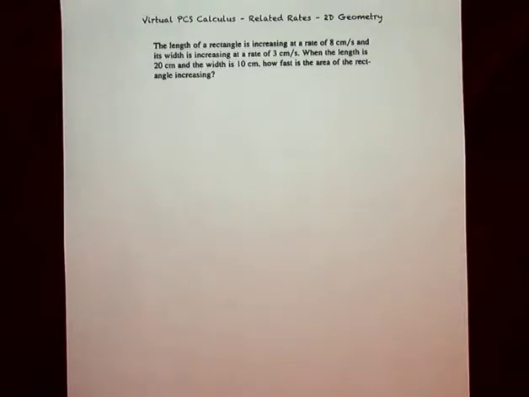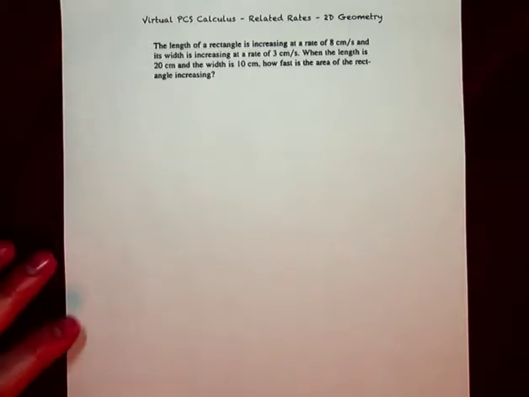If we're dealing with two-dimensional geometry, we're dealing with rectangles and circles and triangles. We're dealing with their areas, trapezoids and whatnot. This one is a rectangle problem, so we'll go ahead and read it. The length of a rectangle is increasing at a rate of 8 centimeters per second, and its width is increasing at a rate of 3 centimeters per second. When the length is 20 centimeters and the width is 10 centimeters, how fast is the area of the rectangle increasing?